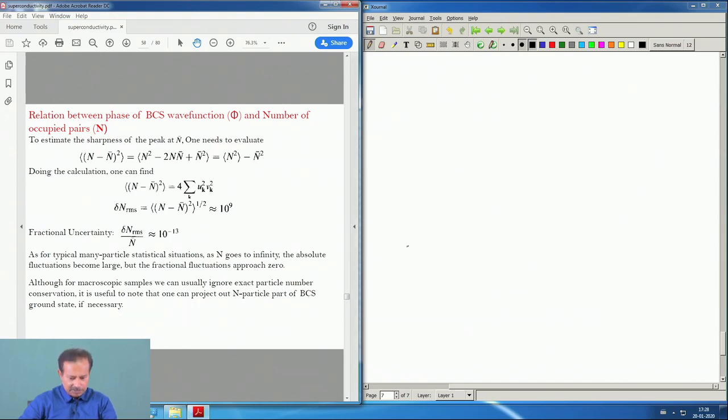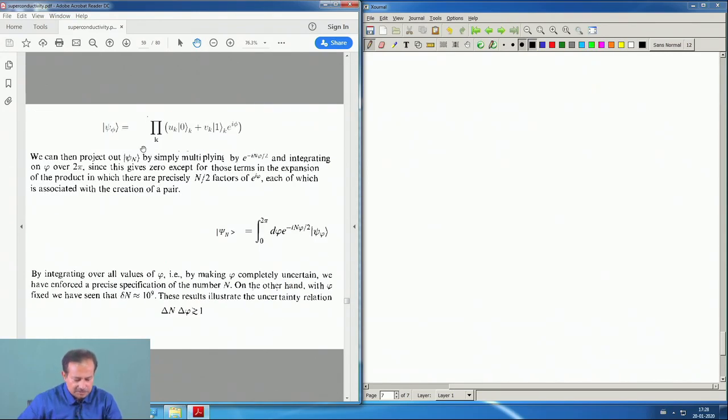Okay. So that can be done, and that was done by a simple trick. What you do is you add a phase to it. This Uk, Vk, they may not be real, they are complex, and you can write a relative phase here, e to the power i phi, and then this is the BCS wave function. Then what you do is you multiply it by e to the power minus i n phi by 2, and then integrate over all phi.